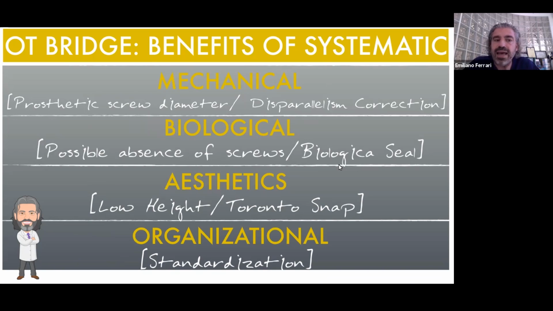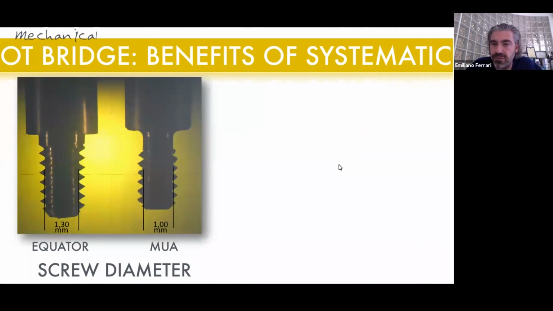What are the mechanical advantages, the mechanical benefits of using the Equator and not using a multi-unit abutment? First of all, the screw diameter, which is bigger in the Equator by 30%. So you know that a bigger diameter means a stronger screw, and a stronger screw means less fracture of it.